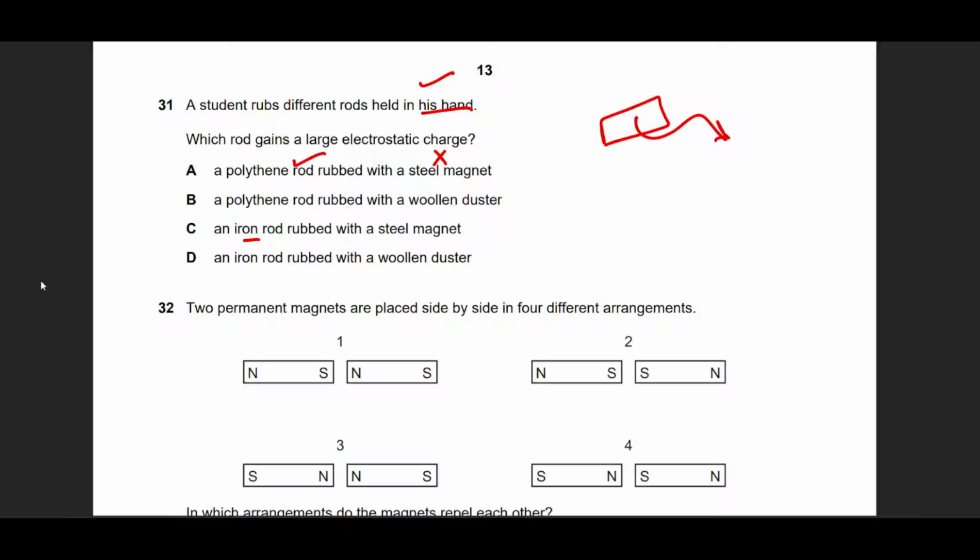So steel magnet and iron rod with a woolen duster is all right. Steel magnet is not all right. These are not possible. Charges won't stay on that rod for long. So polythene rod, yes. Rubbed with a woolen duster, yes. Polythene rod, why? Because whatever charge it gains, it will not be transferred because it's plastic. Plastics don't conduct electricity, so whatever charges you have exchanged will stay on both of these objects. So option B is the right answer.